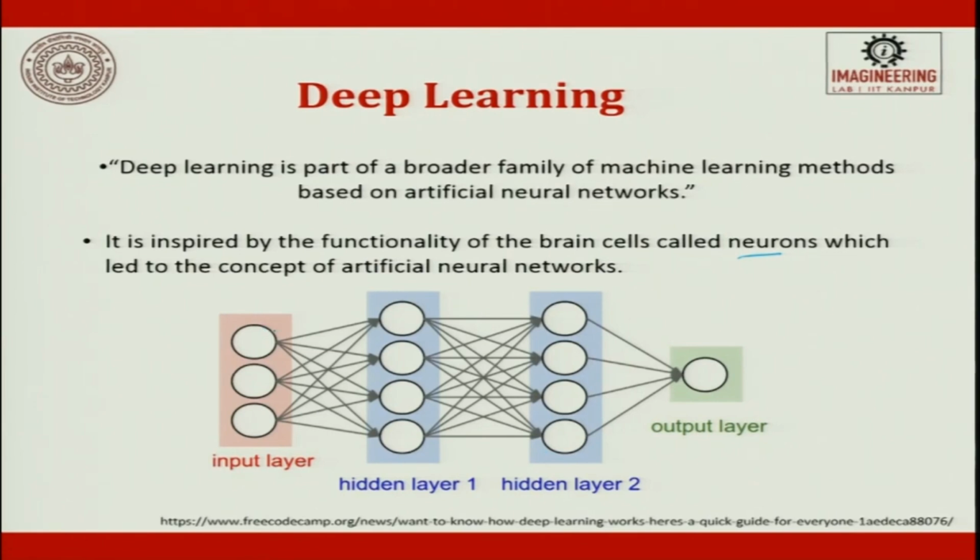So, this number of neurons has to be optimized, and the number of hidden layers has to be optimized. Between these you will have weights. Based on the weight optimization, how close you go to the output, you will try to figure out what is the best architecture which is used. So, deep learning is part of a broader family of machine learning methods based on artificial neural networks.